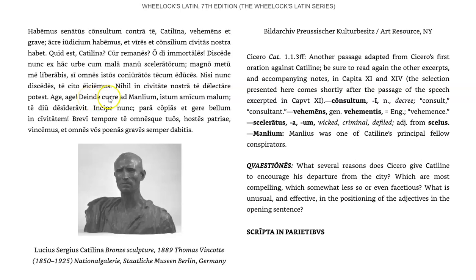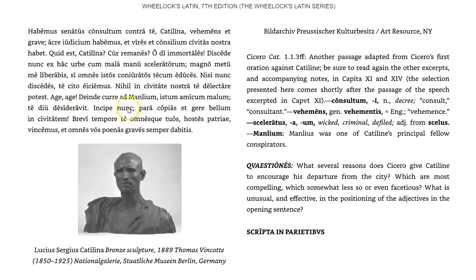Then run to Manlius. Manlius, as you can see here, was one of Catiline's principal fellow conspirators. Then run. So here's, going back to chapter 1, our imperative. Then run to Manlius, that bad man. And we saw earlier the iste, that's a man who lacks common sense. Iste is often a pejorative term where somebody is morally corrupt. He has desired you for a long time. In other words, he has been waiting for you because you guys have been plotting together.